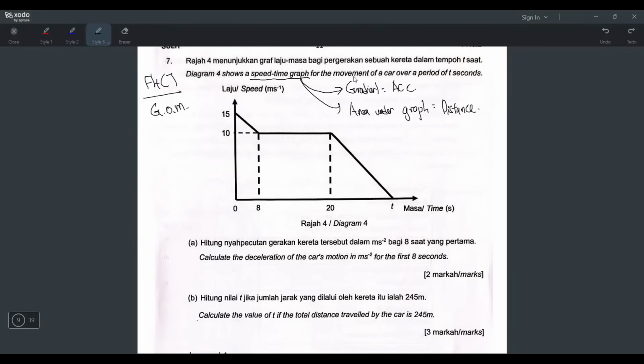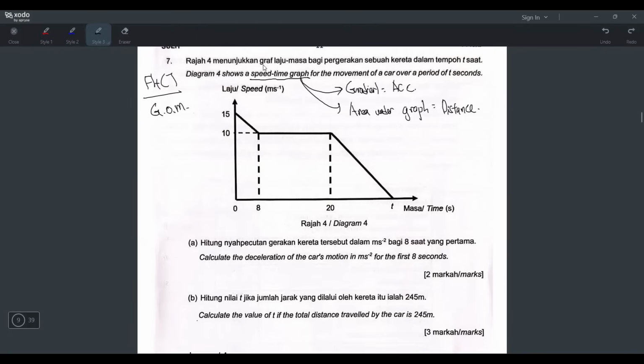So I explain one more time. For speed time graph, the gradient of the graph represents acceleration, and the area under graph will give you the distance. Okay. Of course, you have to check the unit also, but this is the basic knowledge you need to know. For speed time graph lah. For distance time graph, then it's different. For distance time graph, the gradient will be speed, and the area, they will not ask area. Yeah, they will not ask area in distance time graph.